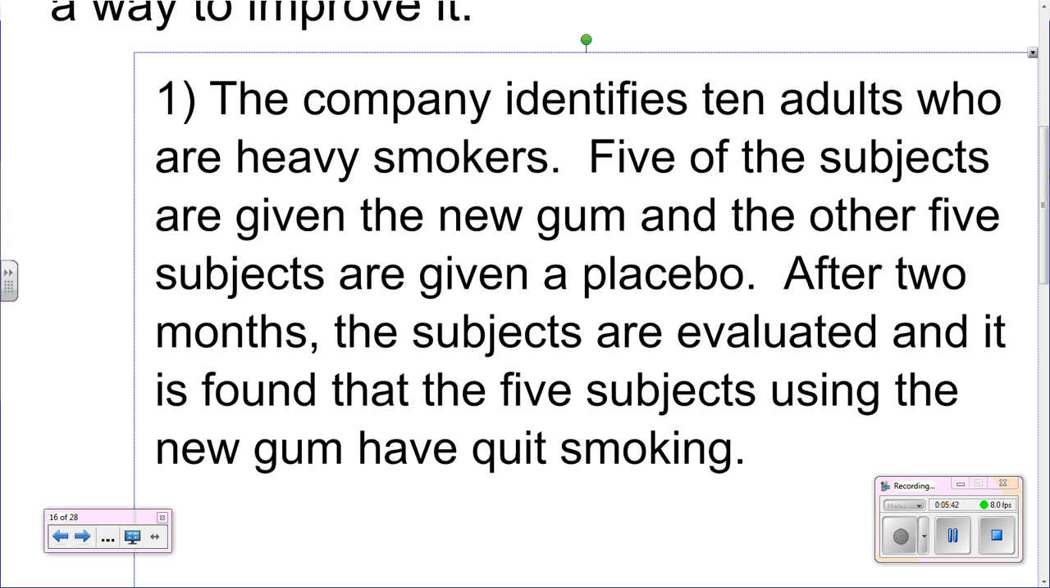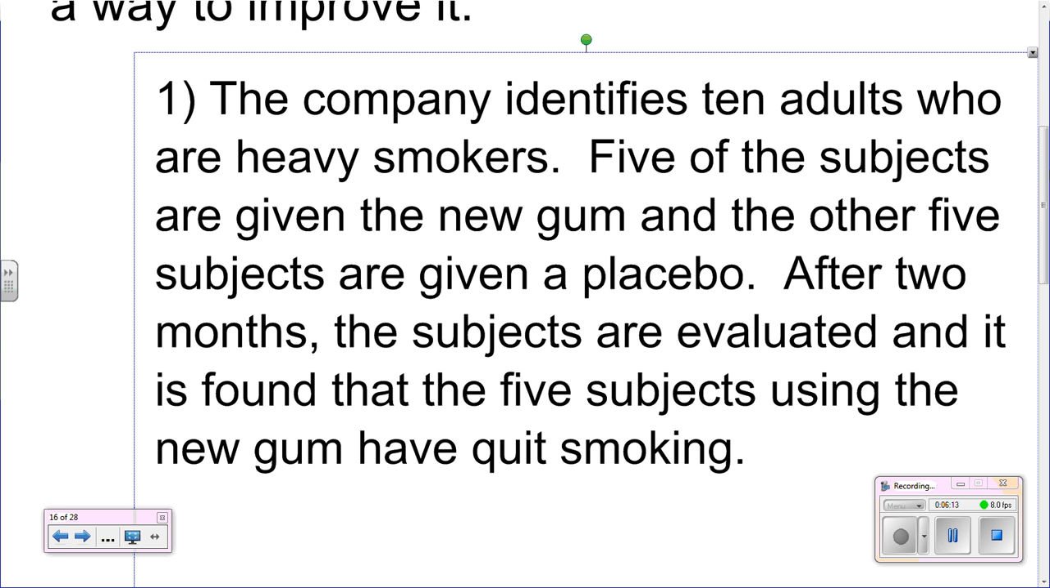The problem is that we don't have enough test subjects. If we're saying right now 5 subjects quit smoking, those 5 subjects could have been predisposed to quitting smoking. They might have actually wanted to quit smoking and moved on. It also doesn't tell us that we've looked back to see how many people who were given the placebo quit smoking. So that's the flaw in this design.